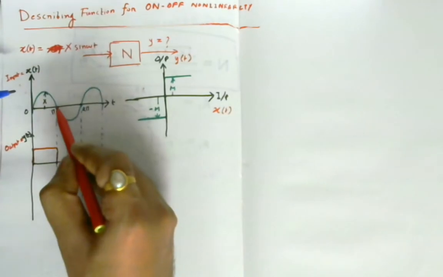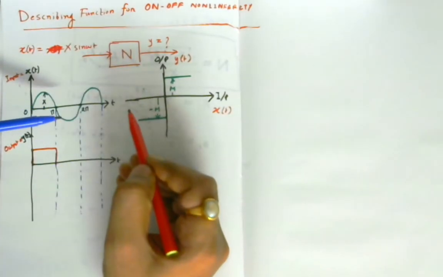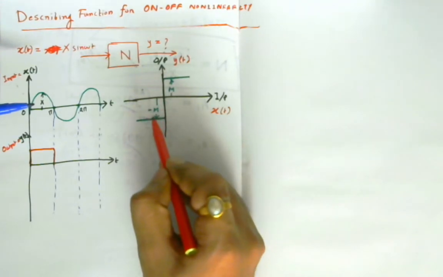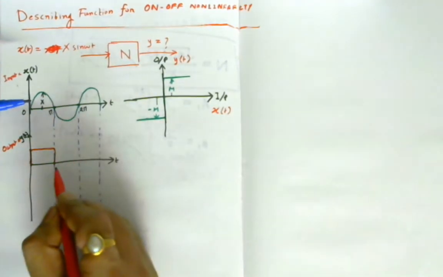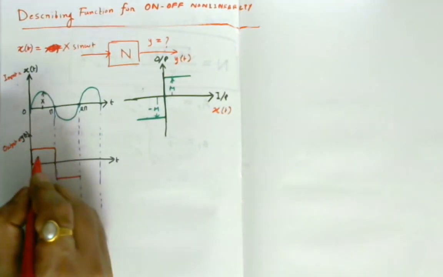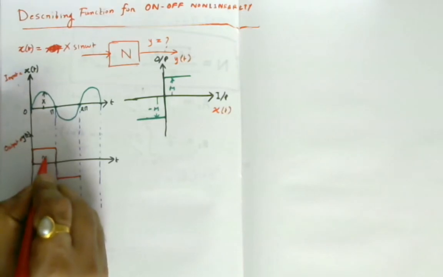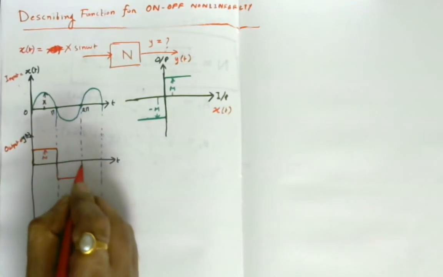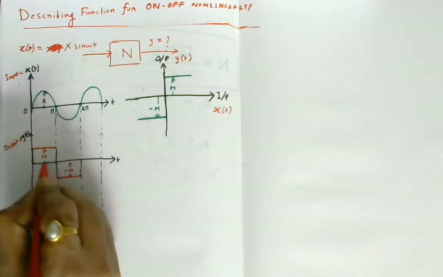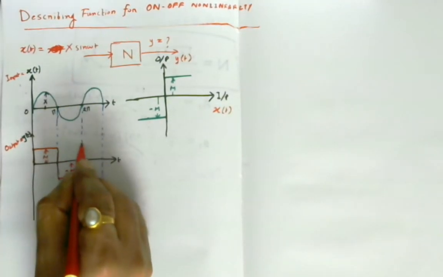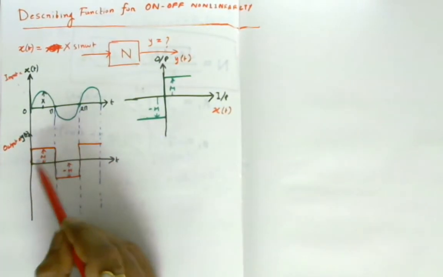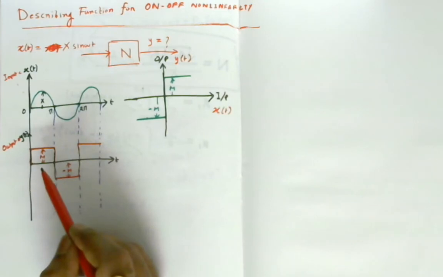Now whenever it goes negative, the input becomes negative. When the input becomes negative, the output also becomes negative, but it's minus m and stays at minus m. So the amplitude of the output waveform is now m and minus m, and so on. So you obviously find out that it's a kind of square waveform type shape.